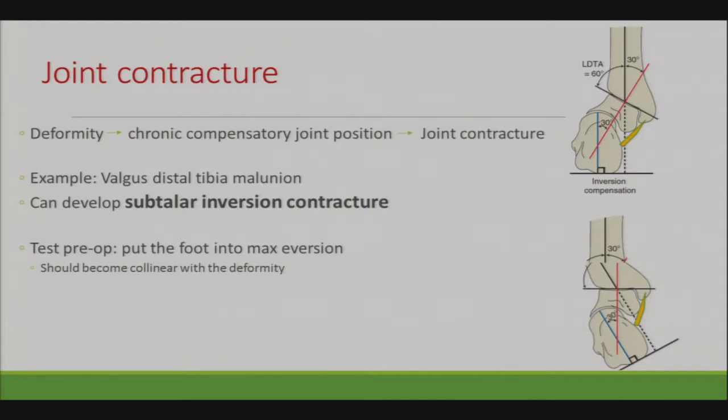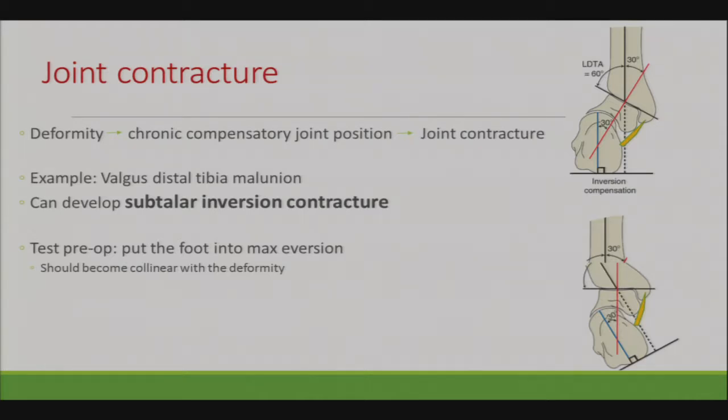Here's a common example of that. This is a patient that has a valgus distal tibia malunion. In order for the foot to get plantigrade, the subtalar joint inverts, and that can lead to a subtalar inversion contracture. If this is long-standing or severe enough, if you go and correct this tibia, then all of a sudden they can't get their foot into a plantigrade position because they have this contracture.